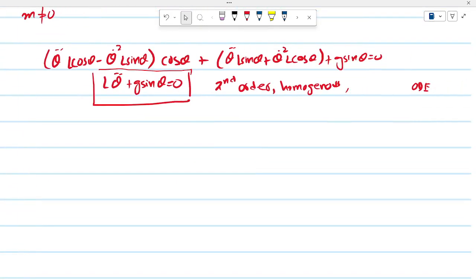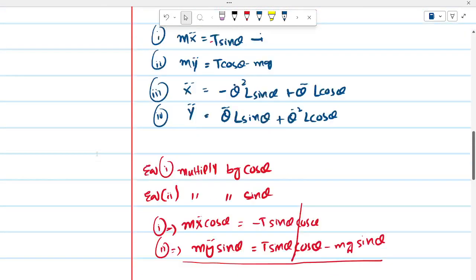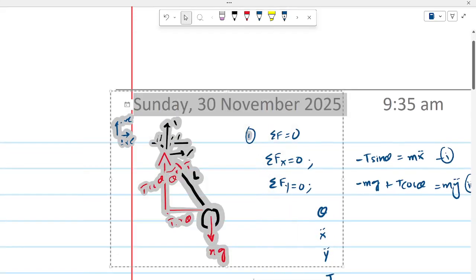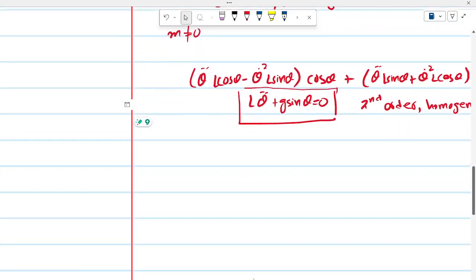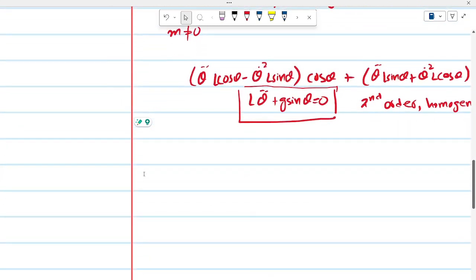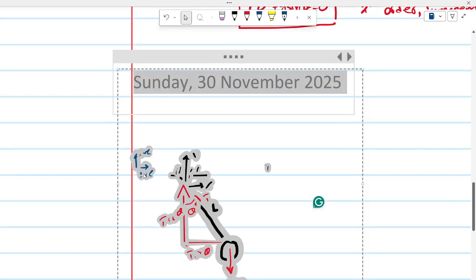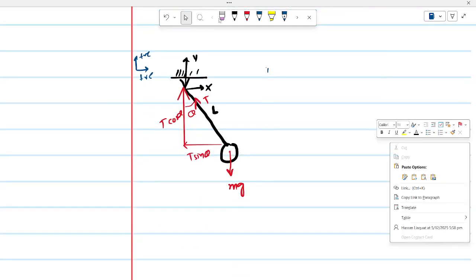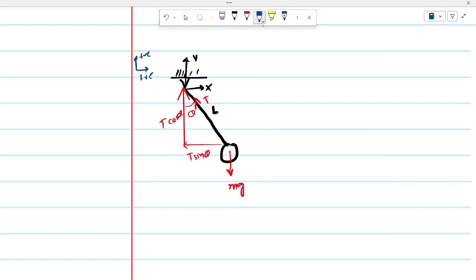Now just try deriving the equation of motion for the same system using Euler's method. So I'll just copy this one here. Now I'll try to derive the same system using Euler's method.